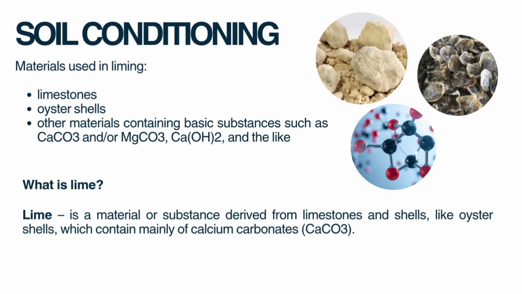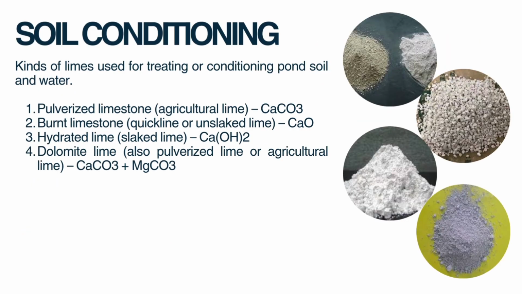Lime is commonly used in ponds to treat or condition the soil and water by improving pH and overall quality. There are several kinds of lime used in pond management. First is the pulverized limestone, also called agricultural lime, which contains calcium carbonate. Second, burnt limestone, known as quicklime or unslaked lime. Third, hydrated lime, also called slaked lime. And fourth, dolomite lime, which contains both calcium carbonate and magnesium carbonate.